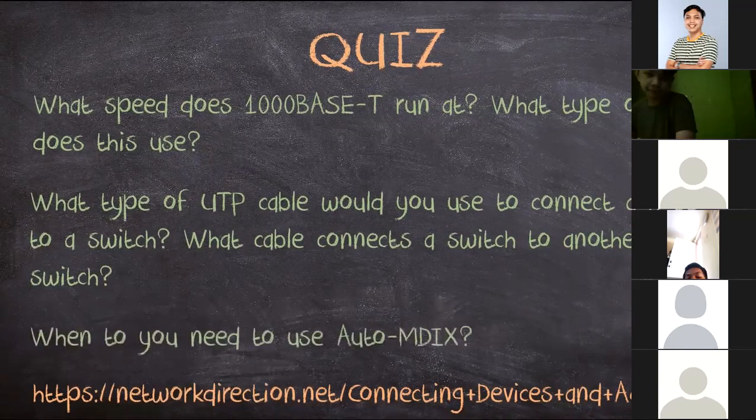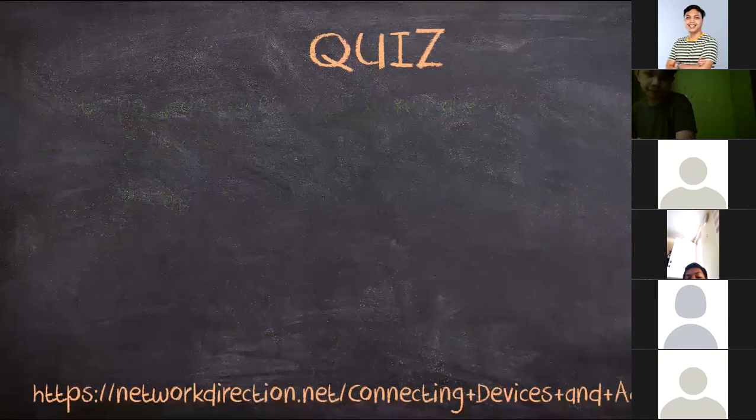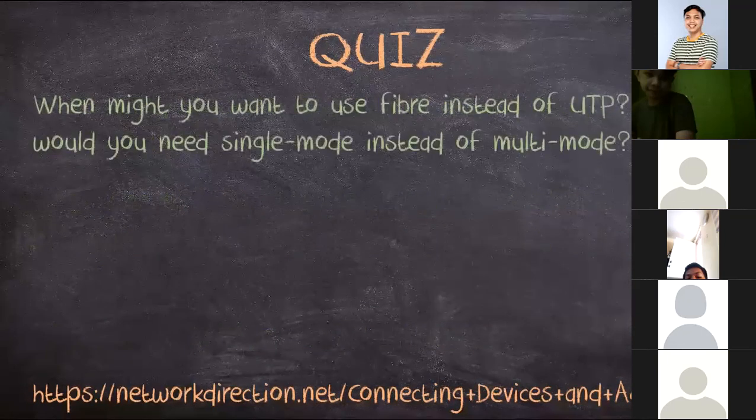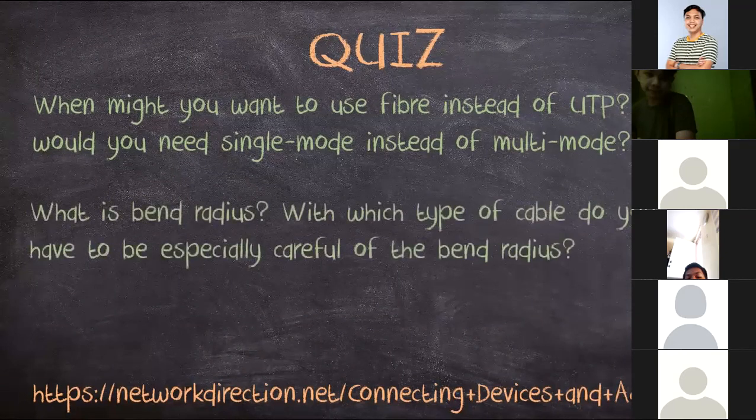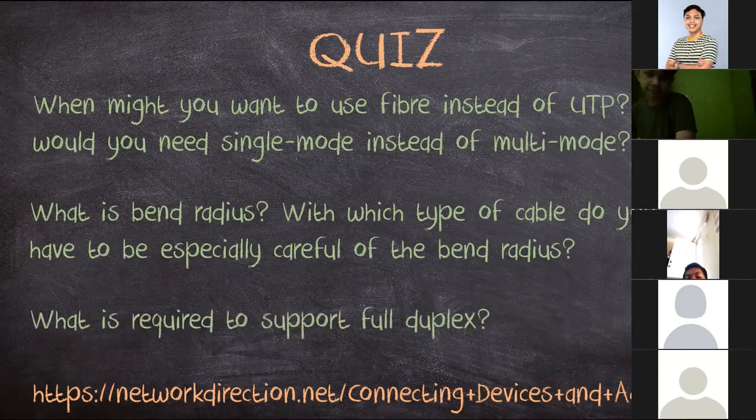When do you need to use Auto MDIX? When might you want to use Fibre instead of UTP cabling? When would you need to use single mode instead of multi-mode? What is bend radius? With which type of cable would you have to be especially careful of the bend radius? What is required to support full duplex?